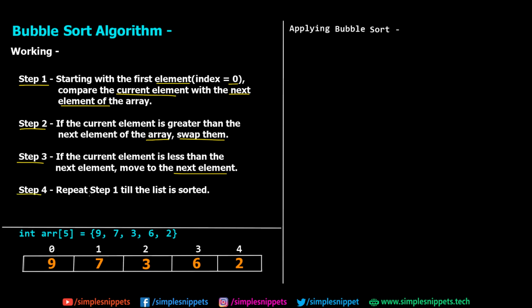And step number 4 is we have to repeat step number 1 till the list is sorted. So we have to keep on going from step number 1, 2, 3. We have to keep on repeating it till the list is sorted. So this makes very basic sense of how we are going step by step through the sorting algorithm.